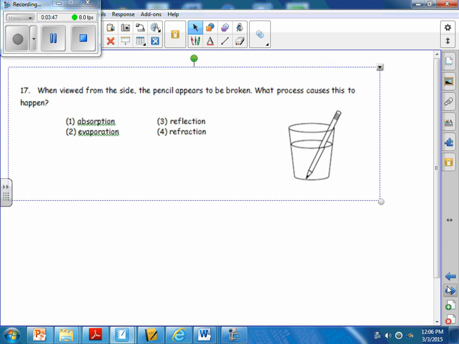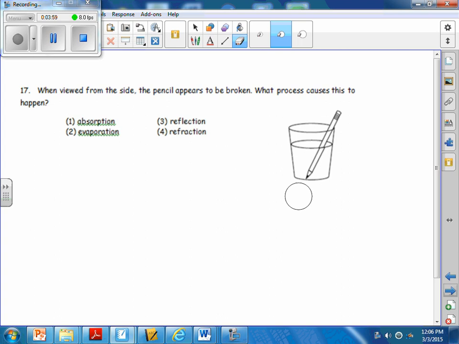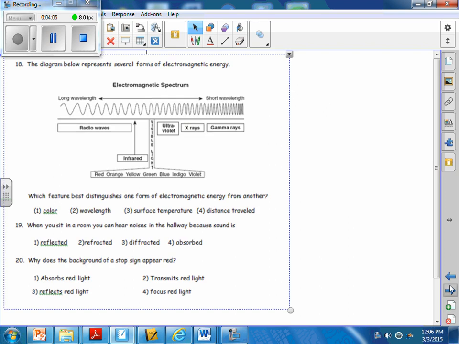When viewed from the side, the pencil appears to be broken. What process causes this to happen? Same thing. If it's going through 2 different mediums, it changes its direction and it looks like it's bent. This is called refraction. This is the same phenomenon as you saw with the bird. It's not a bird, it was a fish.